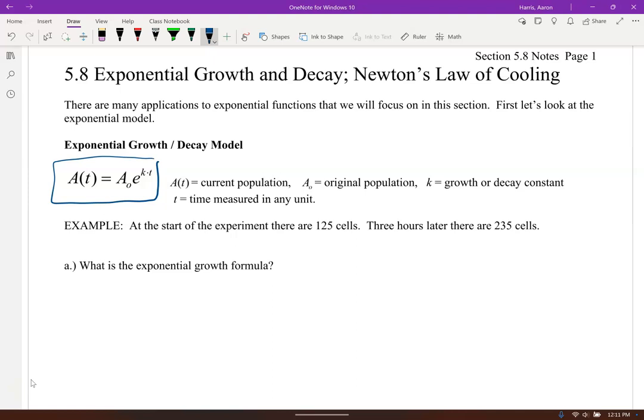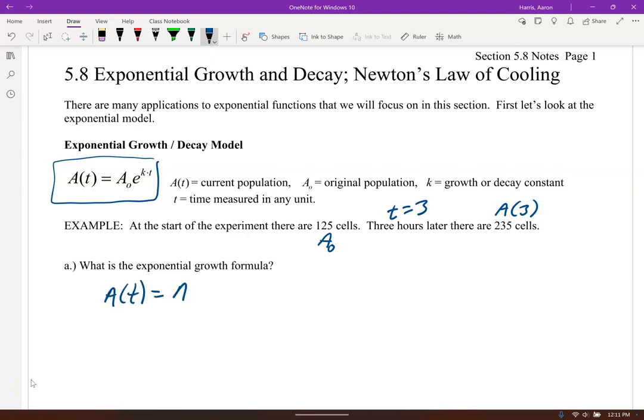Let's do an example here where at the start of this experiment, we have 125 cells. So that's the initial amount, the original population. 3 hours later, so t is three, there are 235 cells. So this is our A of three. That's the amount after 3 hours. It's 235, right? So let's go ahead and punch that into the formula.